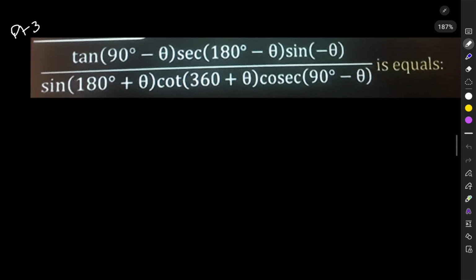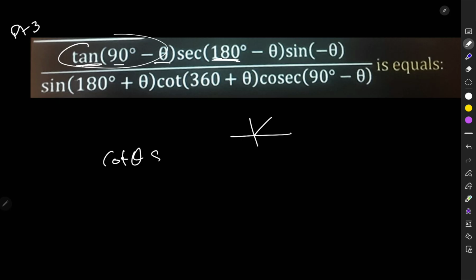So we have this question. Tan 90 minus theta. What is tan 90 minus theta? I can write it as cot, will it be negative? 90 minus theta will be lying in the first quadrant, so it will be positive, cot theta. Sec 180 is there, so no ratio change. So sec 180 minus theta: 180 is here and minus theta will be lying in the second quadrant. Since it is sec, we will make that negative. Fine.